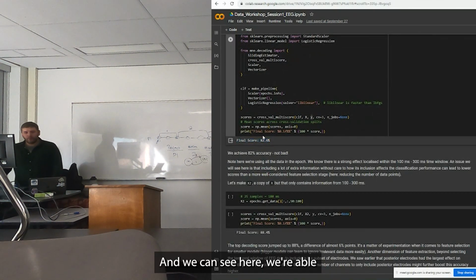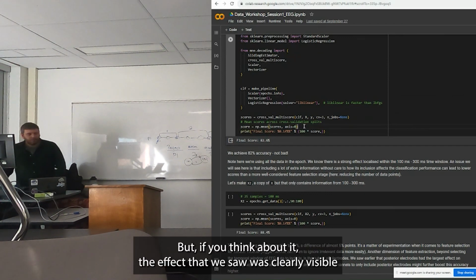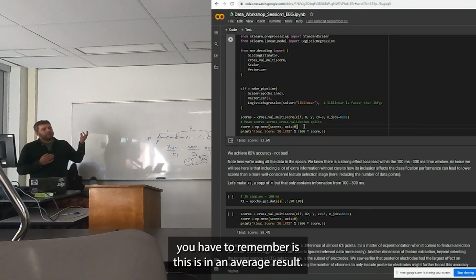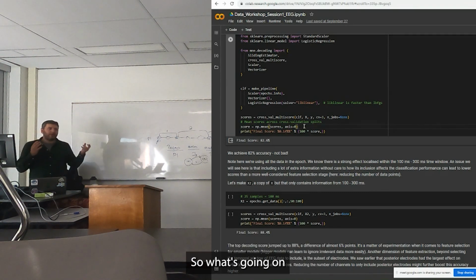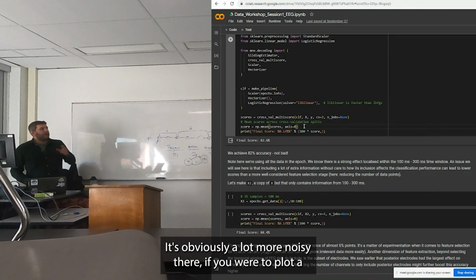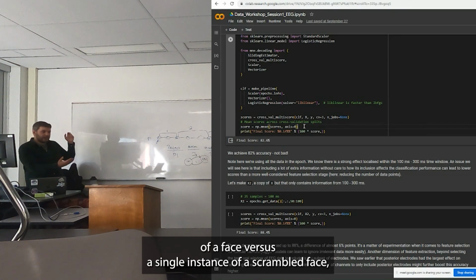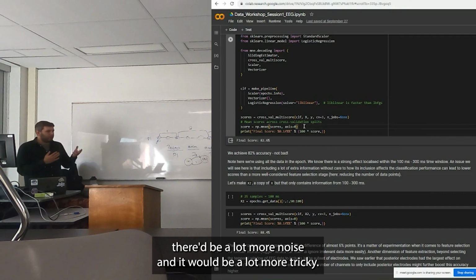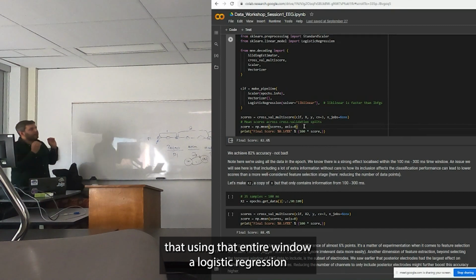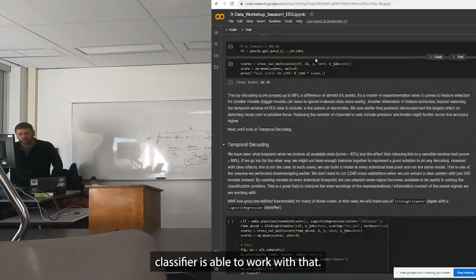And we can see here that we're able to score 82.6%. But the effect that we saw was clearly visible to our eyes as well. Anybody would be able to say that. What you have to remember, though, is that it's an average result. So what's going on here is we're actually going down to the single data point level, and it's obviously a lot more noisy there. If you were to plot a single instance of a face versus a single instance of a scrambled face, there'd be a lot more noise and it would be a lot more tricky. But we know that using that entire window, the logistic regression classifier is able to work with that.